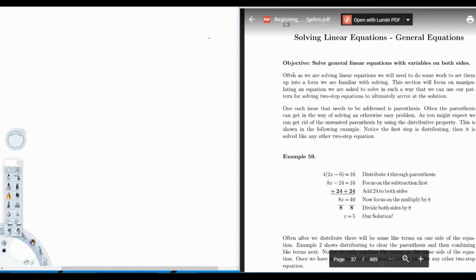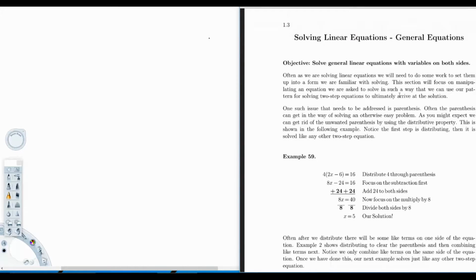So what they're saying here is often as we are solving linear equations, we need to do some work to set them up in a form we are familiar with. This section will focus on manipulation of an equation. We are asked to solve in a way that can use our pattern for solving two-step equations to ultimately arrive at the solution. Math involves detecting patterns, pattern recognition, and by practicing, those patterns get burnt into your brain.